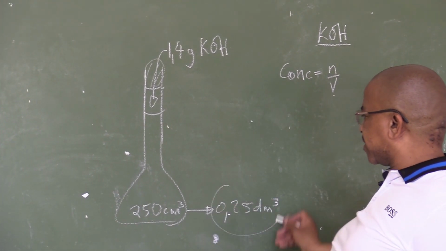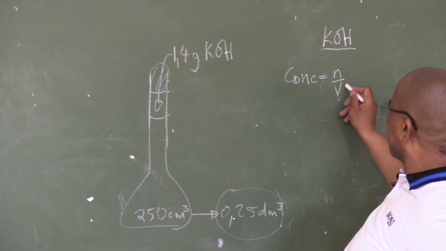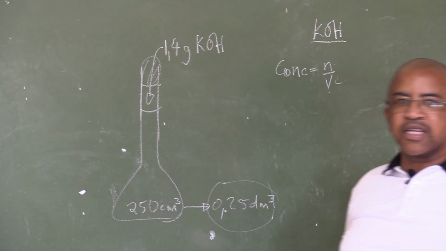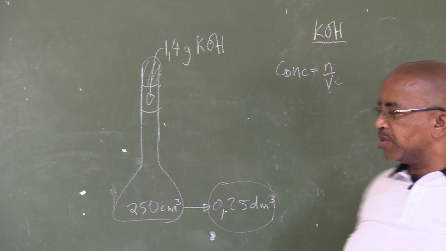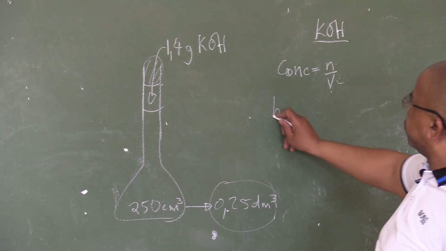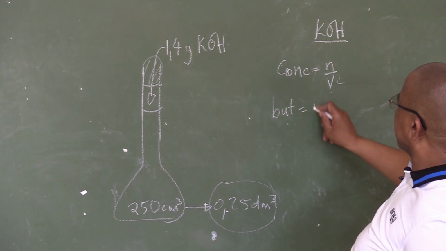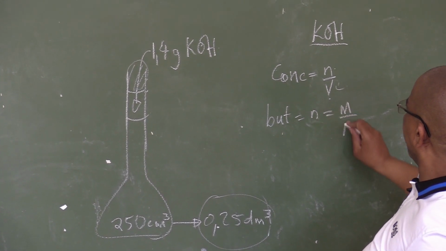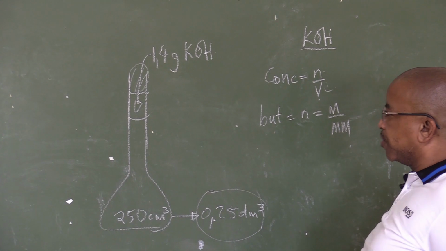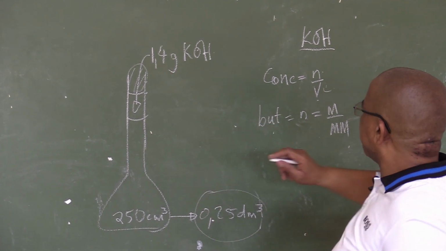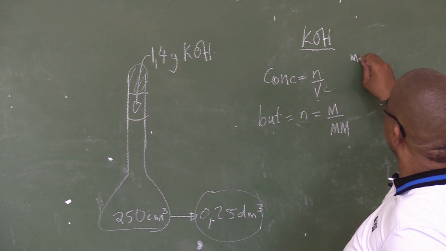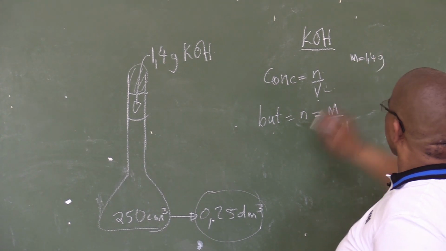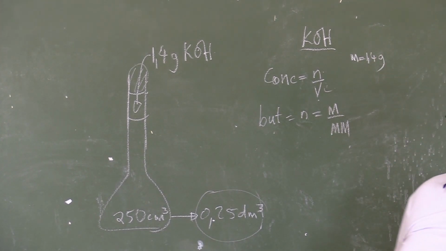Right, we are covered here. We have the volume, we can get it. But now let us first get the number of moles. What is the number of moles? It is the mass over the molar mass. Our mass is 1.4 grams.